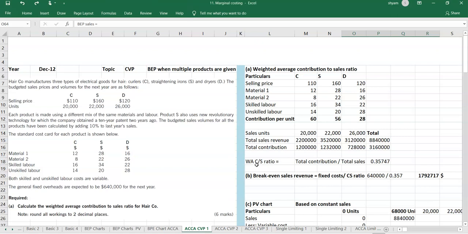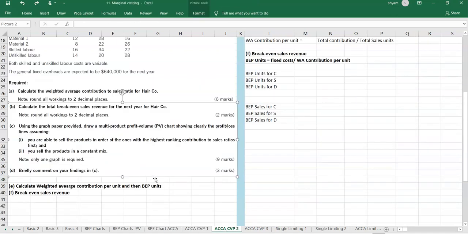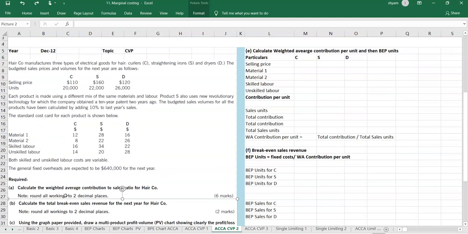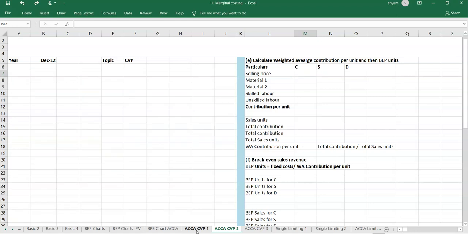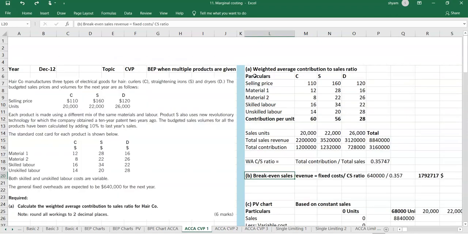If you look here, we found out the break-even sales revenue, the amount. Here he wants us to find out the units first, and then I think he wants the volume. So how do we find it? The formula is very simple. To find the weighted average contribution per unit, you take total contribution by total sales. We'll start from here. We have already done this table earlier, so we can copy that table.